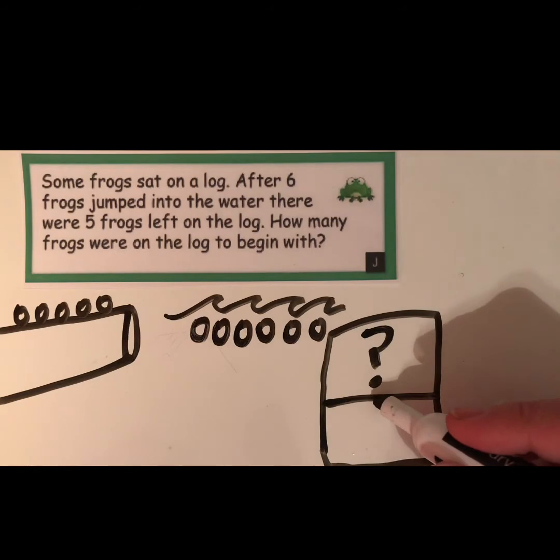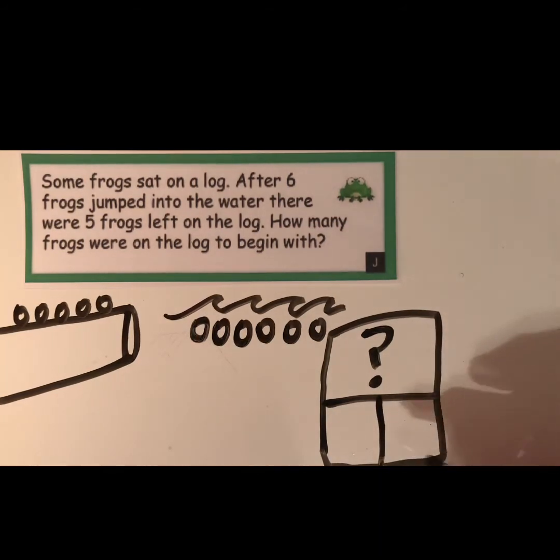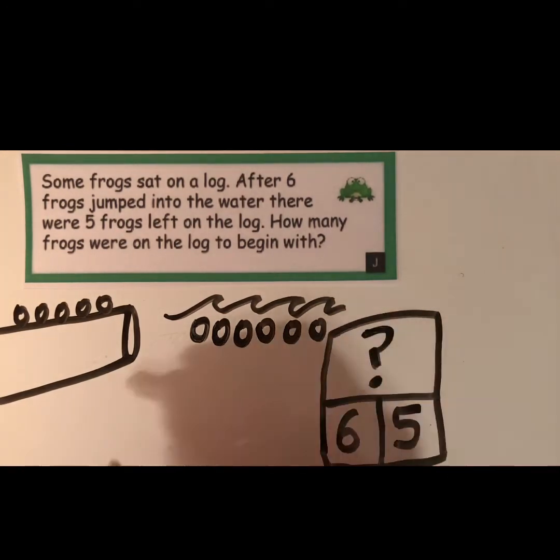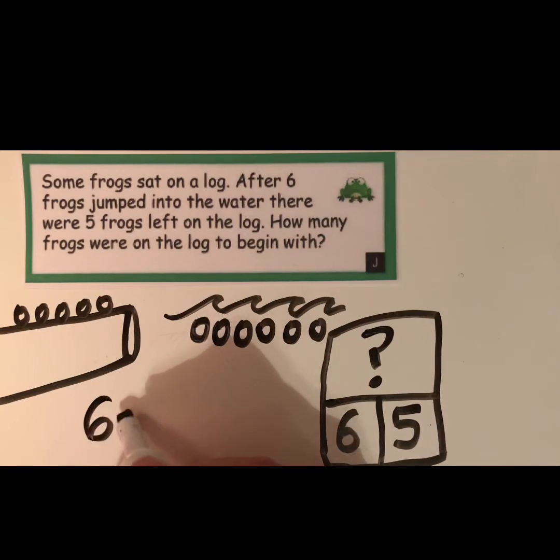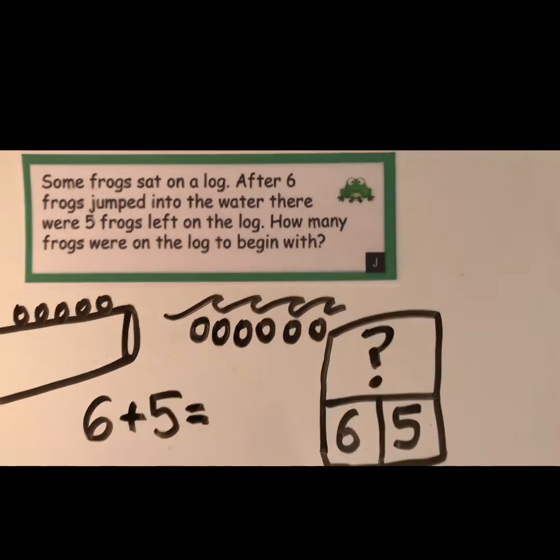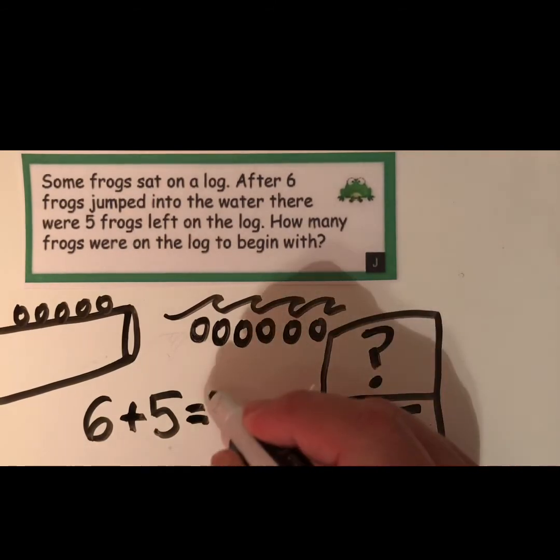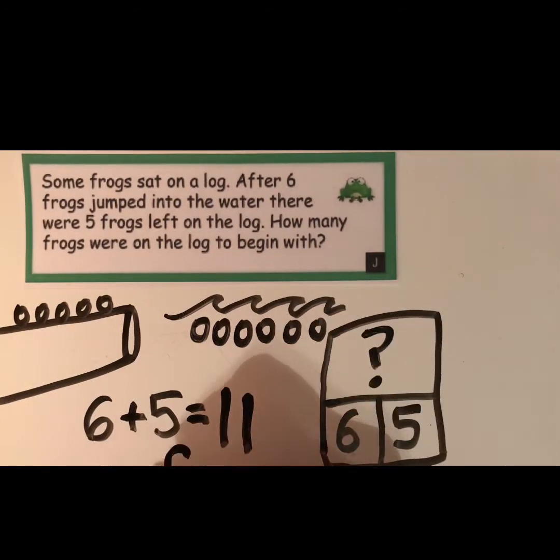Do you see the part whole model? 6 frogs jumped into the water and 5 frogs were left on the log. I see my 2 parts. If I don't have my total, I have to add up my 2 parts. That means we started with 11 frogs.